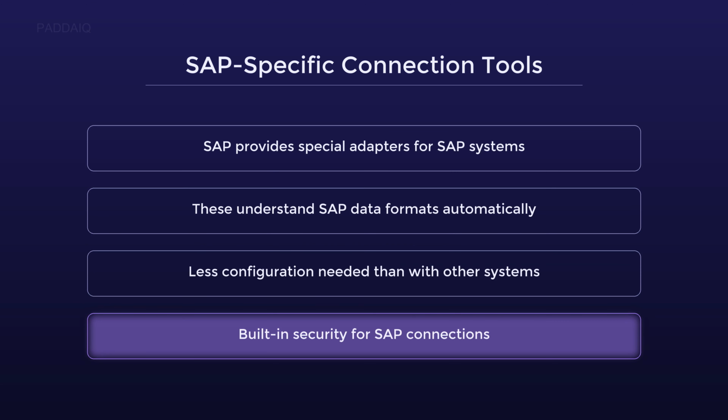Built-in security for SAP connections. This means SAP BTP tools automatically handle authentication, encryption, and authorization when connecting to other SAP systems, so you do not have to build these complex security layers yourself. For example, when connecting to SAP S/4HANA, credentials and data are automatically protected in transit. This inherent security saves significant development time and reduces risk.